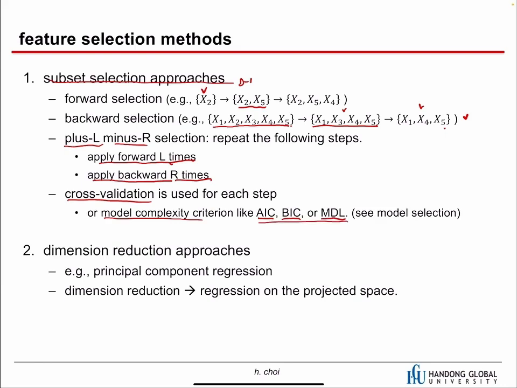And the second one is dimension reduction approaches. So we have too many features compared to the number of samples. So we have to reduce the dimensions. Okay, so in this case, we can use PCA or some other methods. So first of all, we apply the dimension reduction algorithm, and then we apply the regression on the projected space. And then if we need, we can reconstruct to the original space.